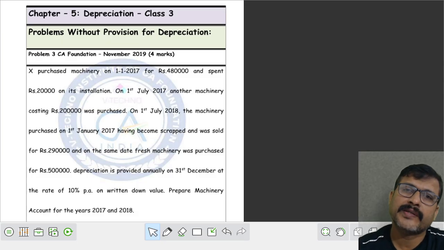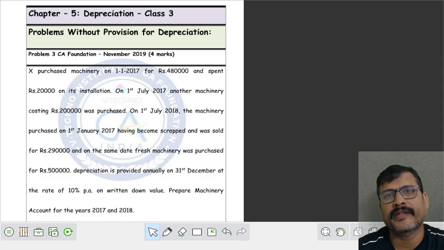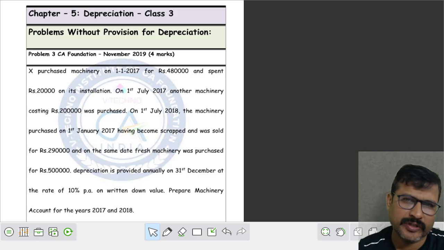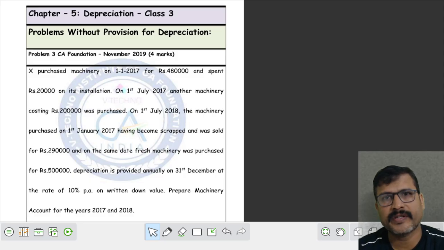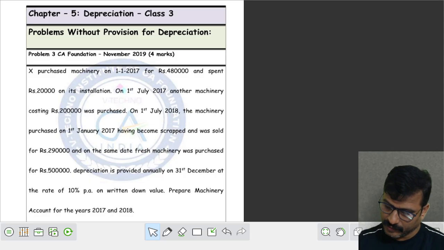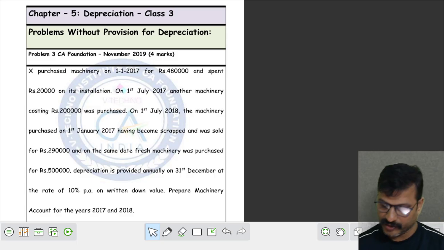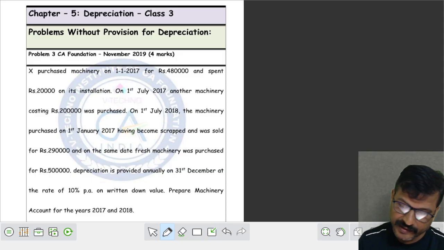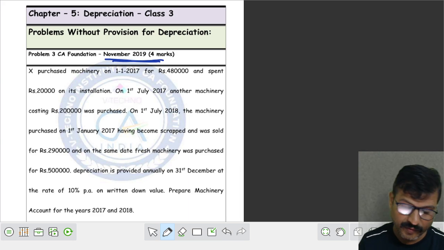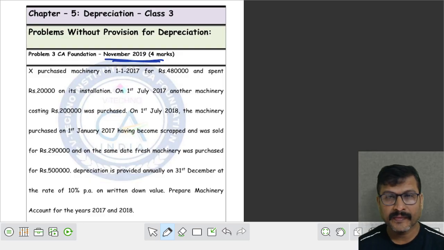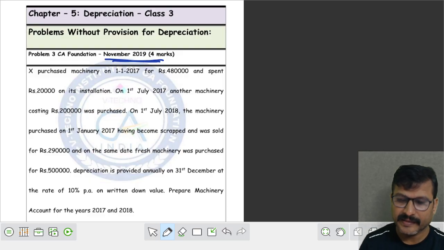My dear students, recently I started the problems on the depreciation chapter. Just now we completed two problems on depreciation. Let us move on to the third problem on depreciation. Please, my dear students, try to understand this. This problem was asked in November 2019 for a 4 marks question. Shall I read the problem? Please concentrate much on this particular question.